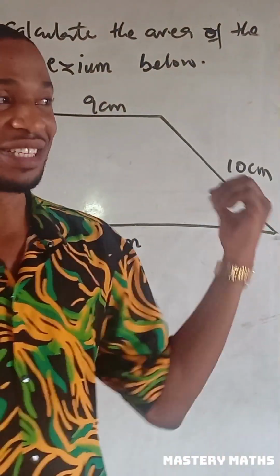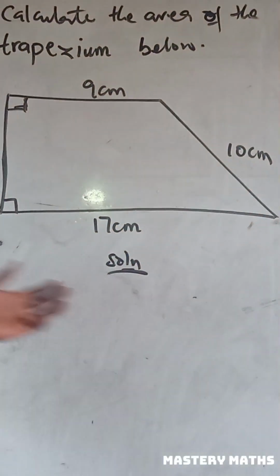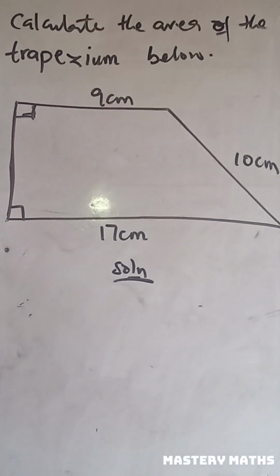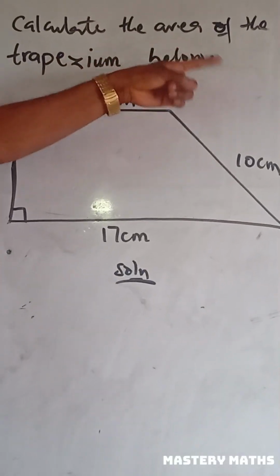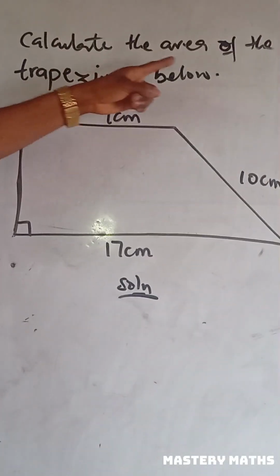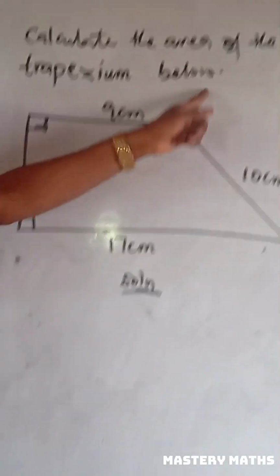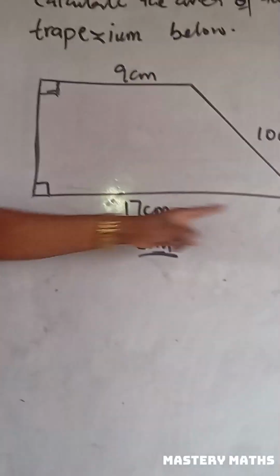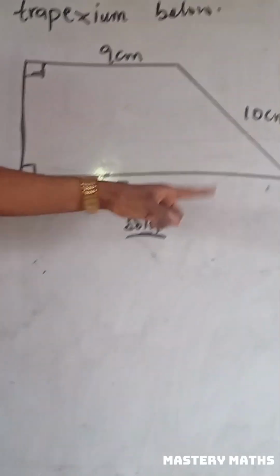Without wasting much time, let's get to what we have on the board. On the board: calculate the area of the trapezium below. Calculate the area of the trapezium below. If you can see on the board, this is a trapezium shape.